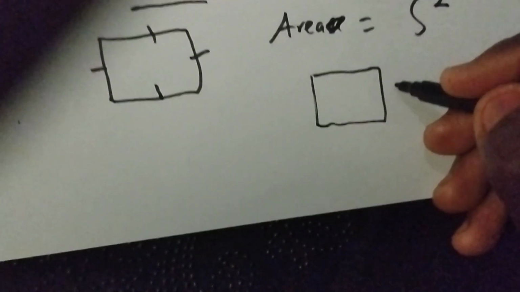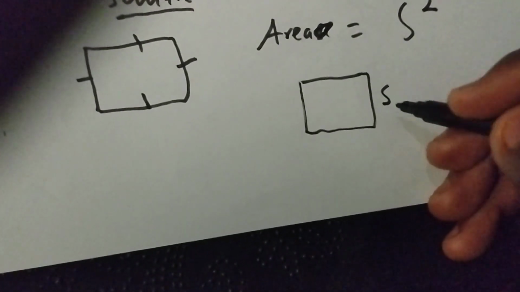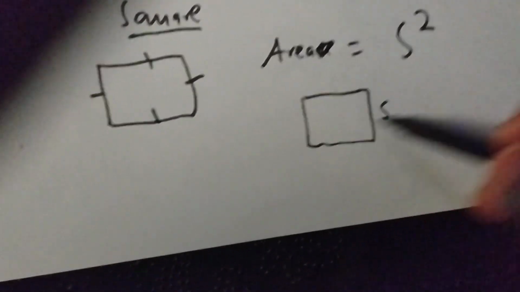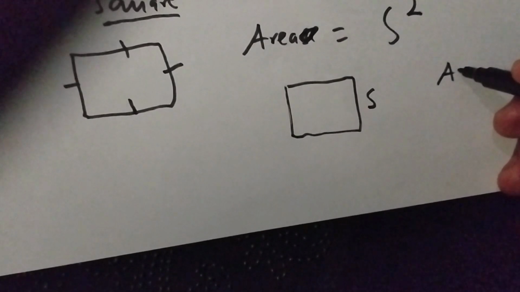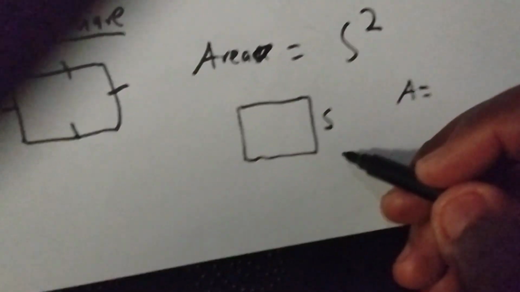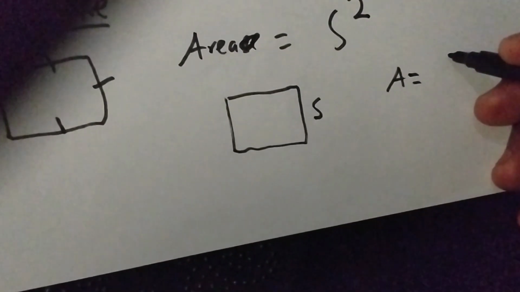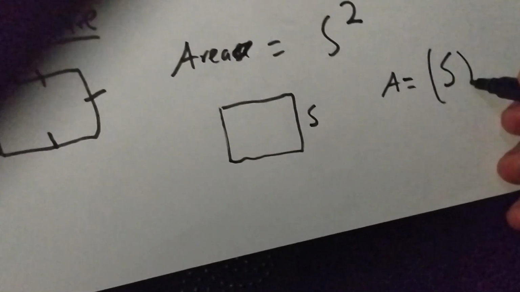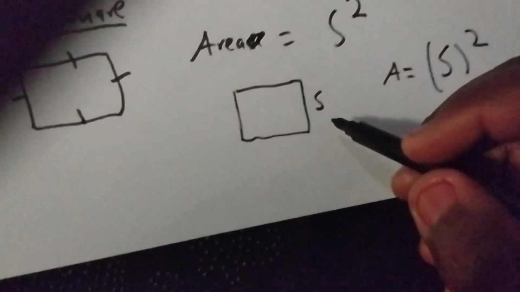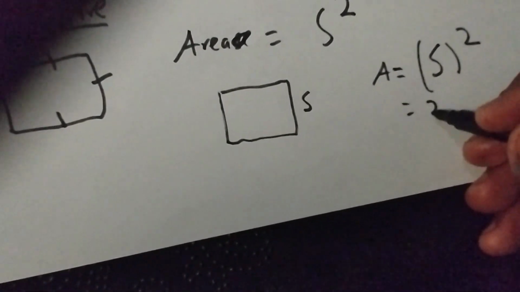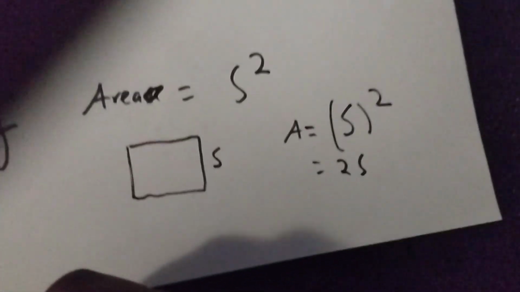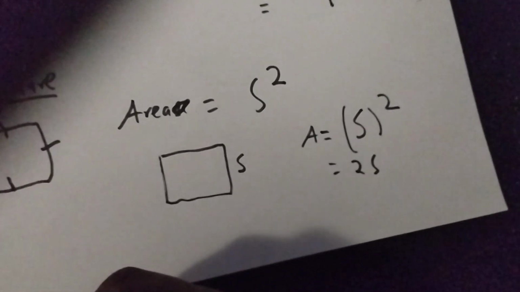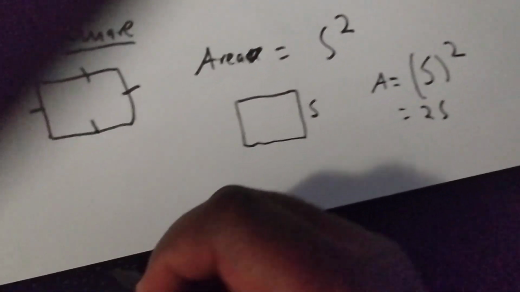So if we give you a square, and let's just say this side is 5, you know that all the other sides will also be 5, because all sides in a square are equal to each other. Meaning the area of this square would be 5 in brackets, squared. That would be my side, which is 5 squared, which means it will be 25 as my answer.